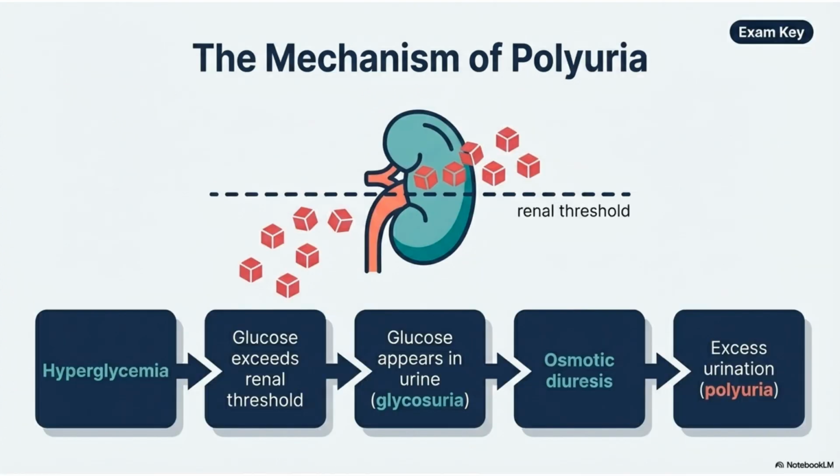The mechanism of polyuria starts with hyperglycemia. When glucose exceeds the renal threshold, it appears in the urine as glycosuria. This leads to osmotic diuresis, which results in excess urination or polyuria.